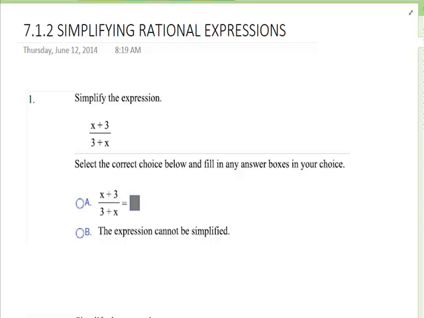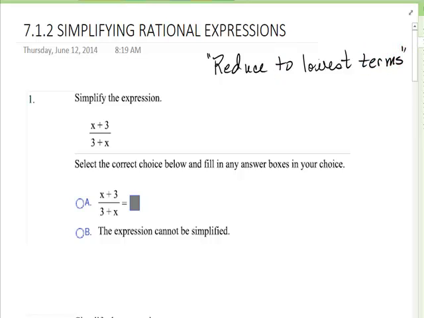In this lesson, section 7.1.2, we will be simplifying rational expressions. Although it is very common now in math textbooks to see this process described as simplifying, most of us are familiar with the phrasing reduce to lowest terms.